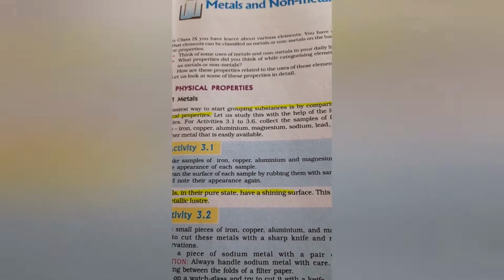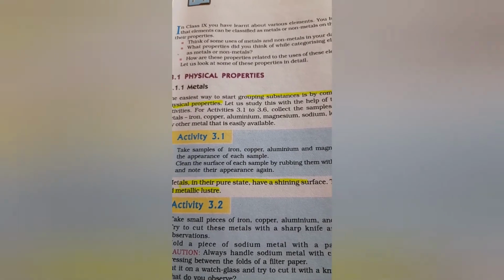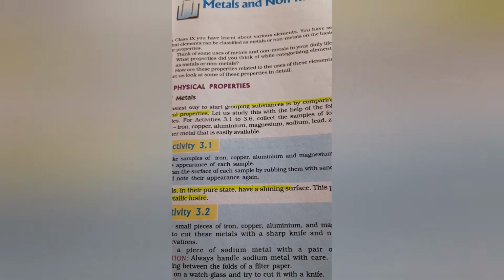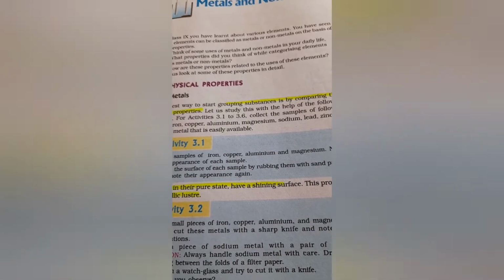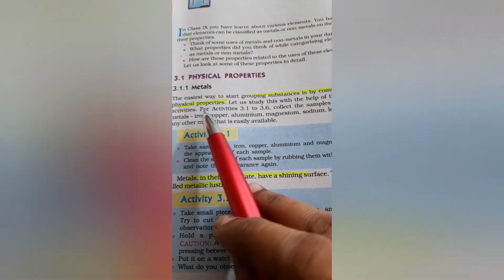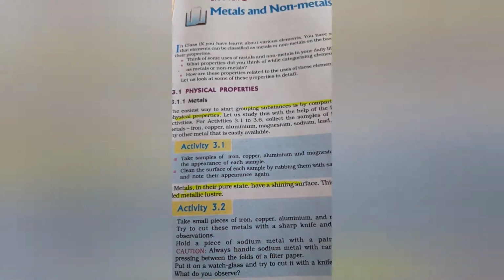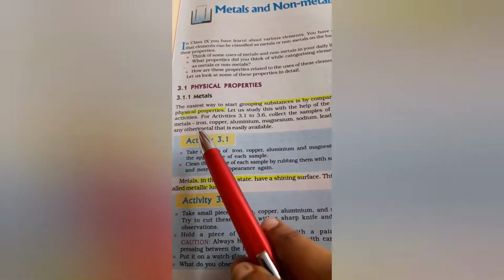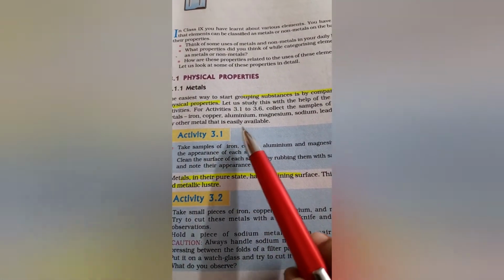Whenever we talk about properties, you know that there are two types: physical properties and chemical properties. First, what are physical properties? Based upon the look and certain physical characteristics we determine the physical properties, whereas chemical properties involve various chemical reactions, based on the reactions of these elements. First of all, we look into the physical properties of metals. The easiest way to group substances is by comparing their physical properties. Now here, in order to do that, we have got a few activities.